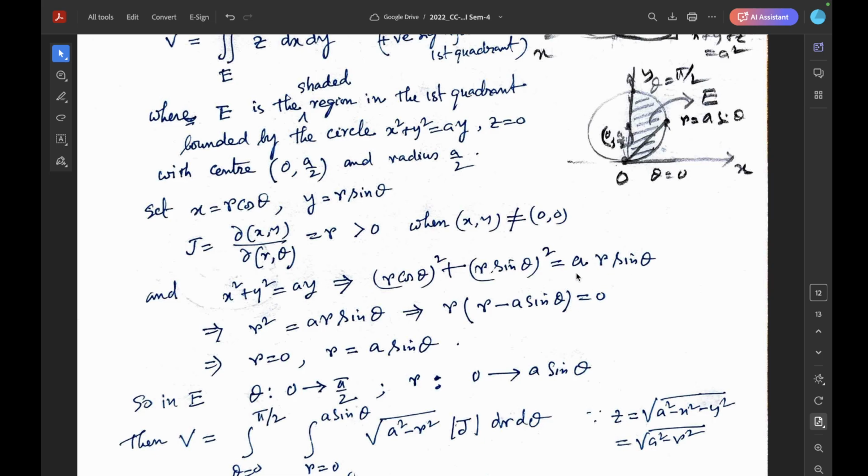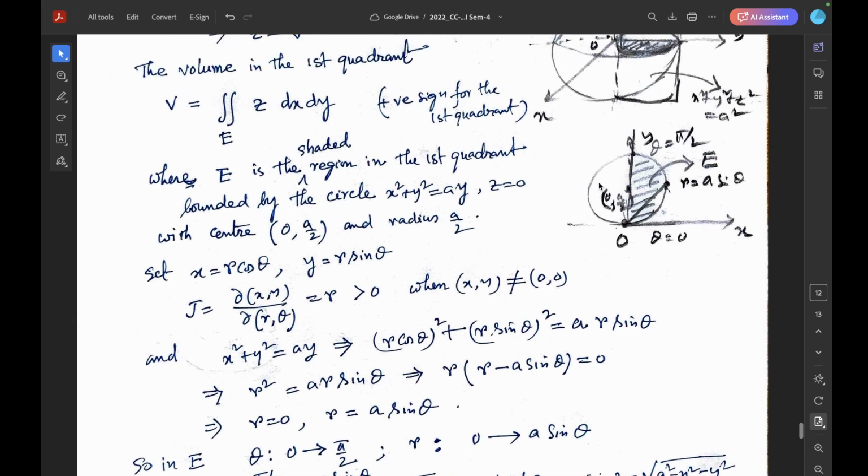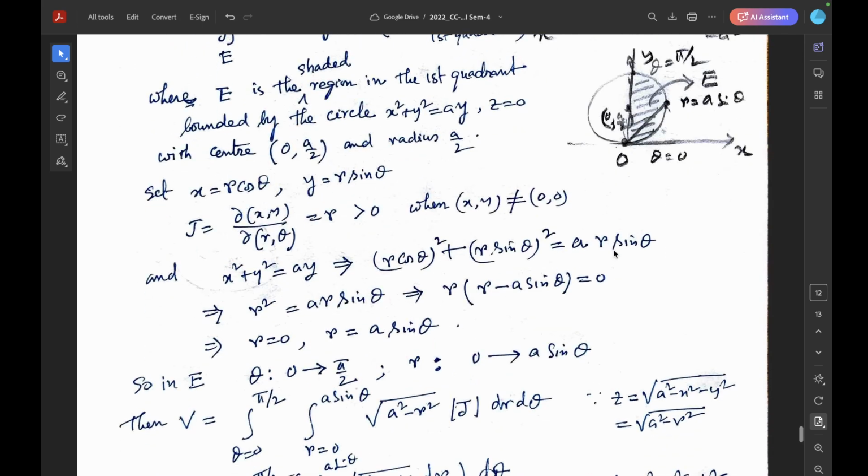So r = 0 and r = a sin θ. This curve is r = a sin θ. θ = 0 is the initial line, and θ = π is the y axis. So θ changes from 0 to π/2, and r changes from 0 to a sin θ.